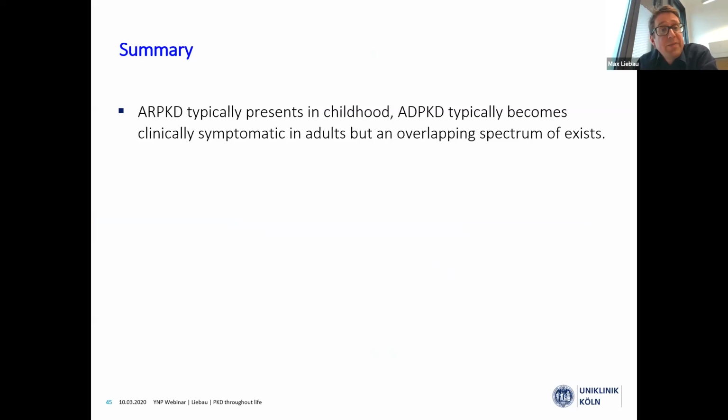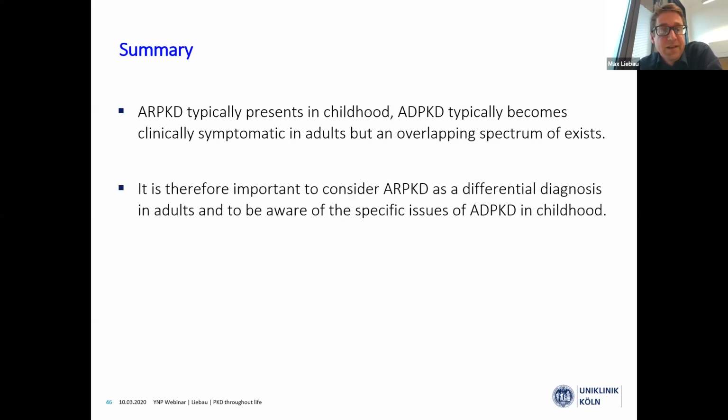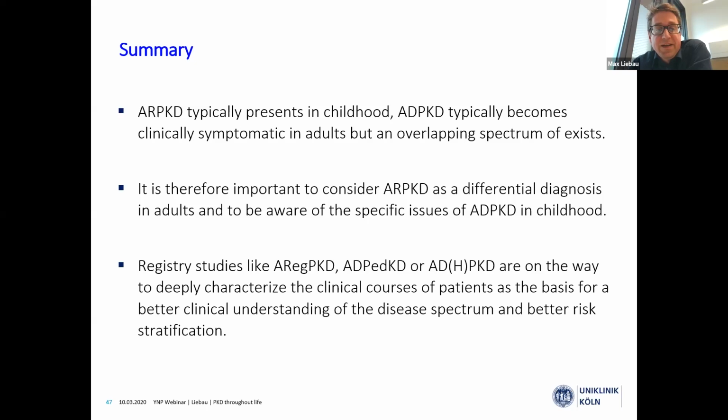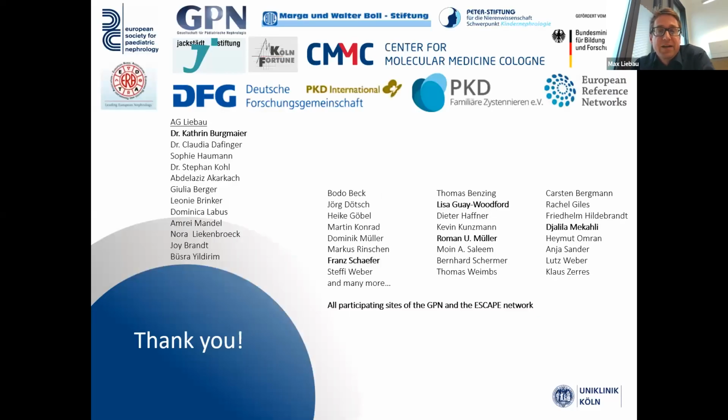So to summarize, ARPKD still classically is a disease of childhood. ADPKD typically becomes clinically symptomatic in adults, but we believe that there is an overlapping spectrum of diseases, and this can partly also be explained by overlapping genetics. It is therefore important to consider ARPKD as a differential diagnosis in adults and to be aware of the specific issues of ADPKD in childhood. And we and others have set up registry studies like ARPKD, ADPKD, or ADHPKD by our adult nephrology colleagues that may help to characterize the clinical courses of patients as a basis for a better understanding and for observational-based risk stratification.